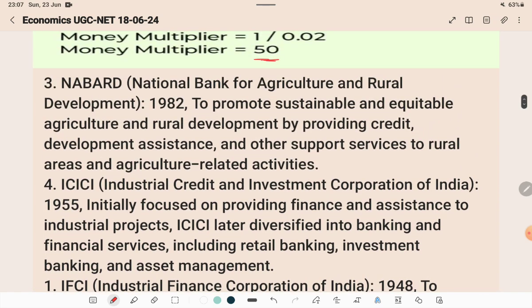Here we can see a little explanation about these given banks. NABARD, National Bank for Agriculture and Rural Development, was established in 1982 as per the recommendation of the Sivaraman Committee, to promote sustainable and equitable agriculture and rural development by providing credit, development assistance, and other support services to rural areas and agriculture-related activities.